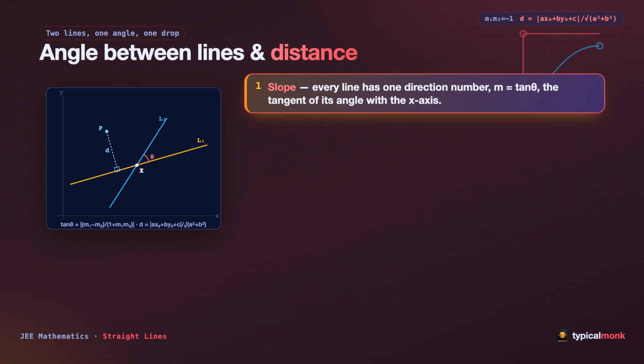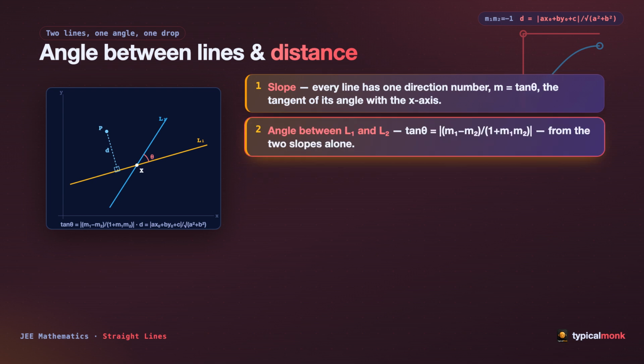Now, look at the picture. 2 lines crossing and a point standing off to the side. Every line carries one direction number, the slope. m equals tan theta, the tangent of the angle it makes with the x-axis. Steeper line, larger slope. The angle between the two lines, L1 and L2, tan theta, equals the modulus of m1 minus m2 over 1 plus m₁m₂. Notice it comes from the two slopes alone. You never need the actual angles.